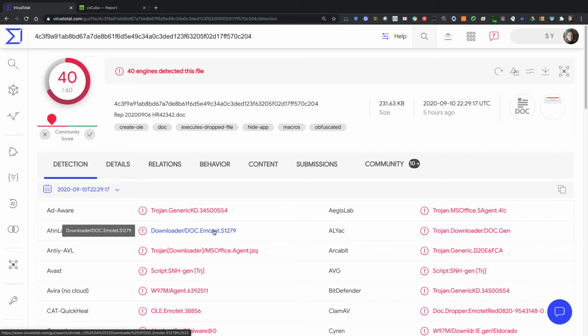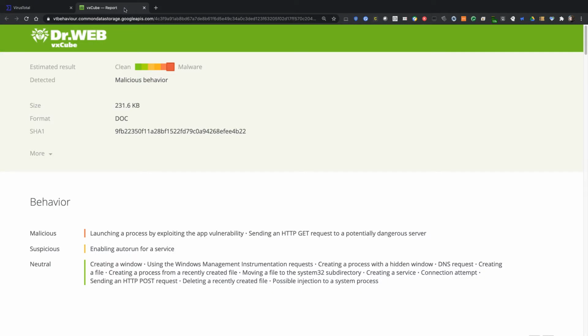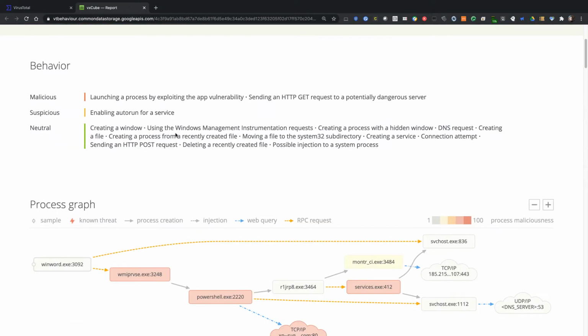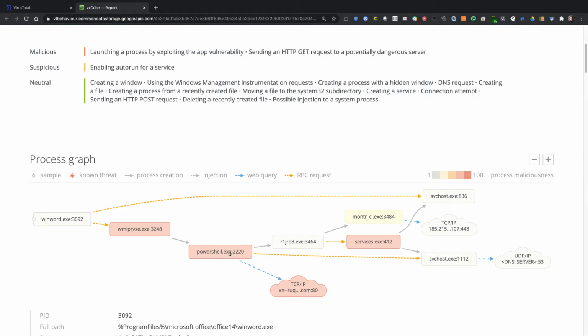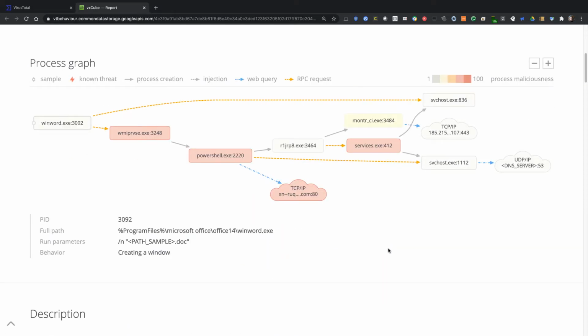If the user clicks on Enable Editing, they wouldn't see anything, but under the hood, this will use a macro and it will launch a PowerShell, which will connect to a malicious server and then do a number of other bad things. Now, while this is all fun to explore, there are a couple of reasons why even after spending millions of dollars, defenders still have a hard time with these types of attacks.